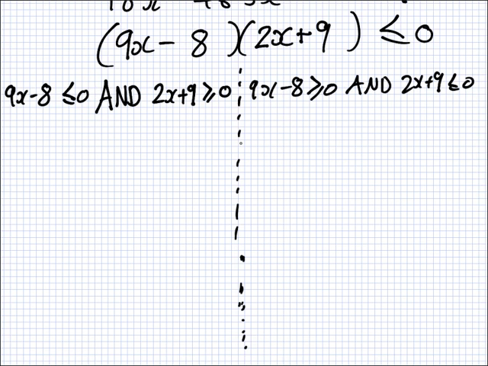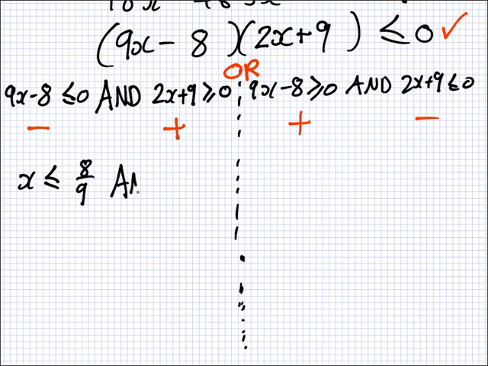What is the relationship between these two halves? And or? Very good, or. So you have two scenarios. Either you have a negative multiplying a positive, or a positive multiplying a negative. In both cases, you get the job done. Okay, let's continue on the left. Here you have x is less than or equal to 8 over 9, and x is more than or equal to minus 9 over 2.